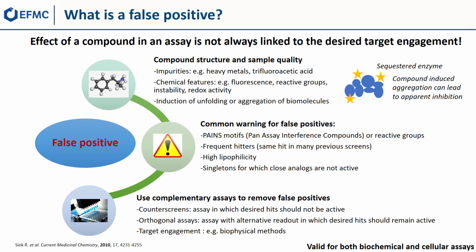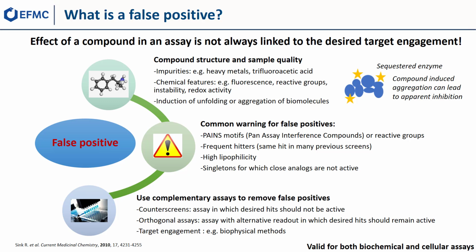So we talked about how important it is to remove false positives as early as possible from your hit list. To understand what a false positive is, it's important to think that the effect of a compound in an assay is not always linked to the desired target engagement. It can have many other origins, and some of this is explained here. First, it can come from the compound structure and the sample quality. Impurities, as mentioned, like heavy metals or trifluoroacetic acid, can have effects in biological assays.